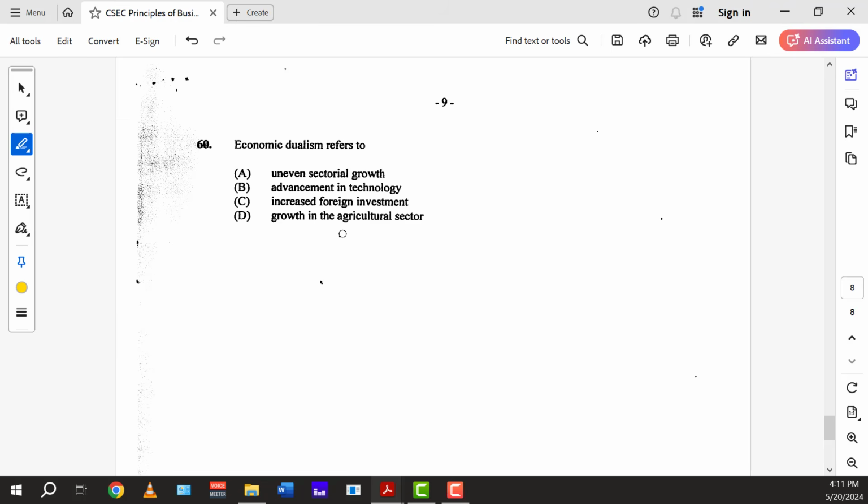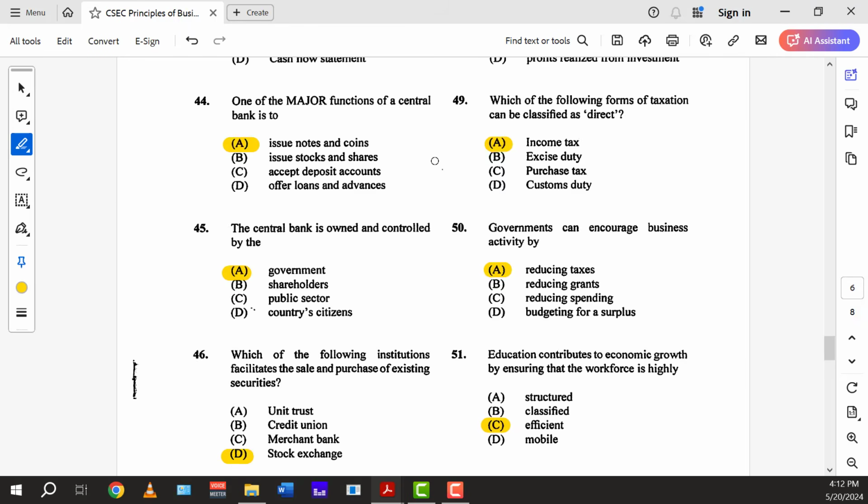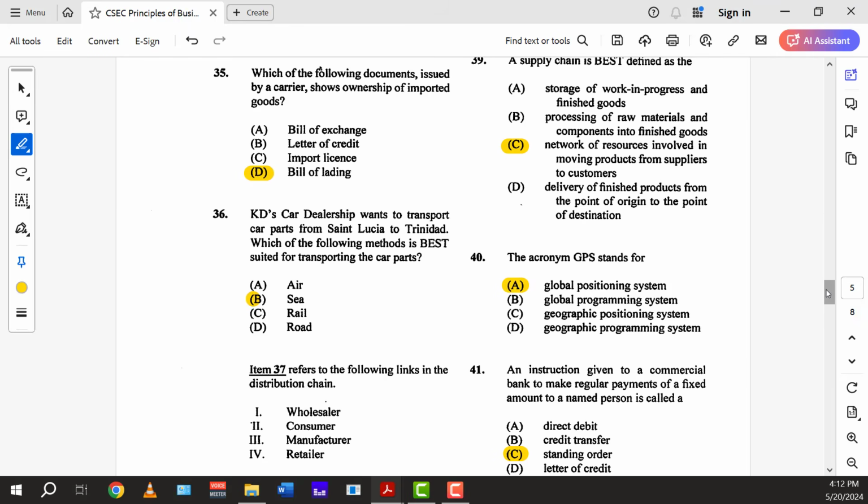Alright, last one. Economic dualism refers to A, uneven sectoral growth, B, advancement in technology, C, increased foreign investment, or D, growth in the agricultural sector. So they reframe this dualism question a bit, but the answer is A, uneven sectoral growth, because we're saying one sector might be way advanced and the other might be a little behind. And so folks, there we have it.